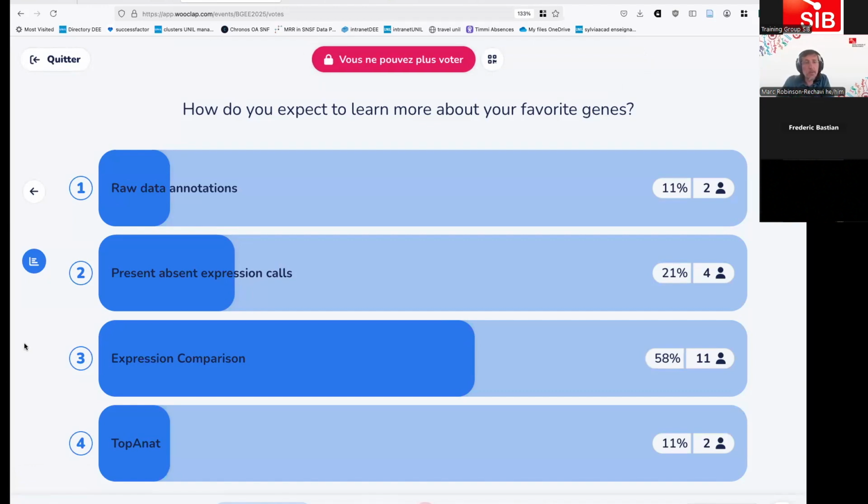Okay, so many of you are interested in the expression comparison. Quite a few in the present absent calls. So these are very much specificities of Bgee. And it's good to know that we're going to increase the number of species, which would make these more powerful. Some of you, the raw data annotations, and some TopAnat. So thank you for this.